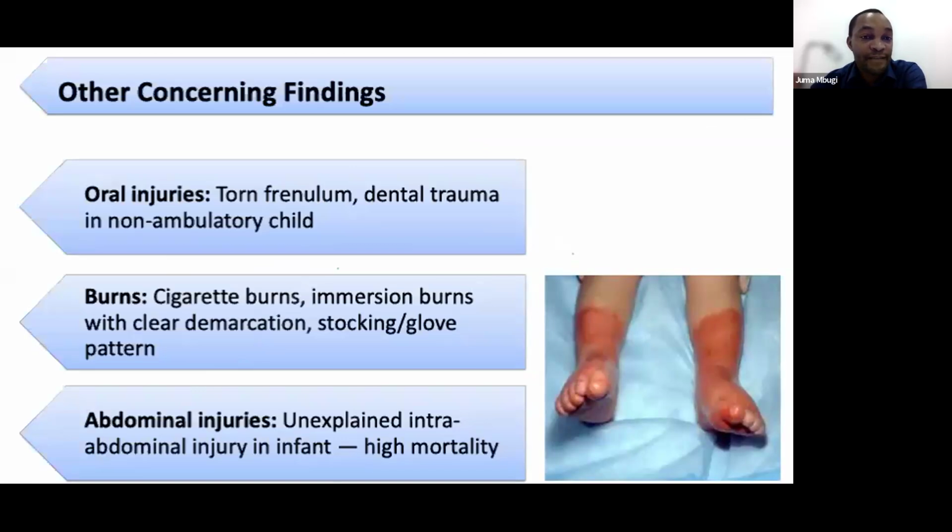So what are the other concerning findings? Usually, as we have seen before, the torn frenulum, which means there was a forceful entrance of something into the mouth, dental trauma in a non-ambulatory child, and burns. Usually you can find cigarette burns and immersion burns, as you can see here in the picture, with a clear demarcation, and they can present with a stocking or glove pattern. Abdominal injuries: unexplained intra-abdominal injury in any infant usually comes with high mortality.